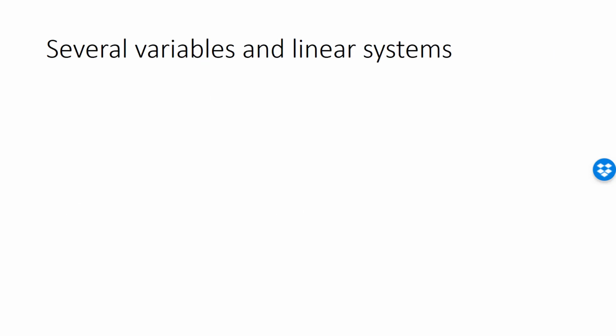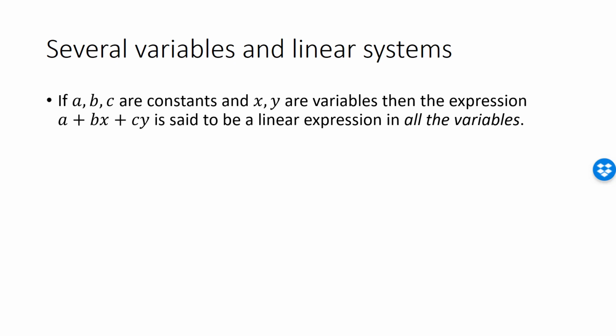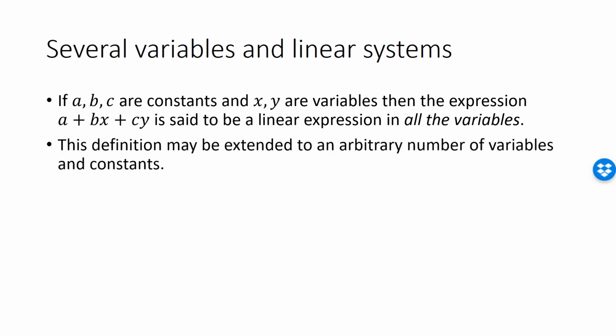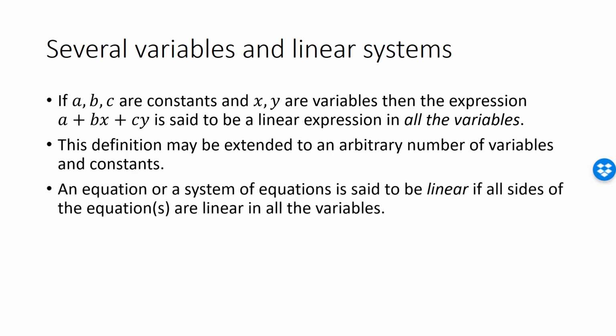Next, we have systems of equations with one or several variables. If we have two variables, x and y, then the expression a plus bx plus cy is called a linear expression, or a linear expression in all the variables. A, b, and c are constants. An equation or a system of equations is then linear if all sides of all equations are linear expressions.